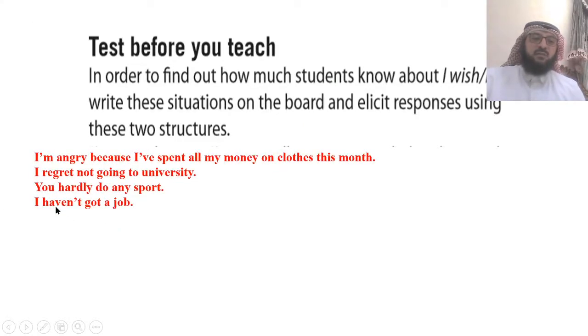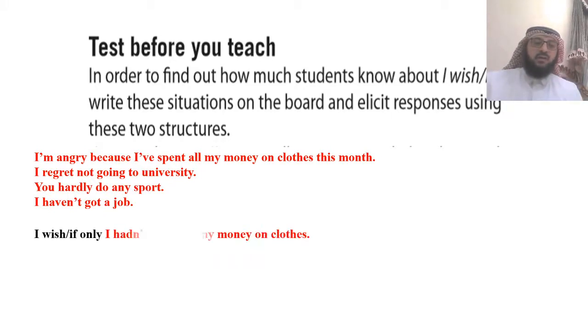Let's look at these sentences. I'm angry because I've spent all my money on clothes this month. I regret not going to university. You hardly do any sport. I haven't got a job. Okay, try to write I wish for all of these sentences. حاول انك تتندم تقول I wish لو أني فعلت. حاول تكتبها. Take your time. Pause the video.